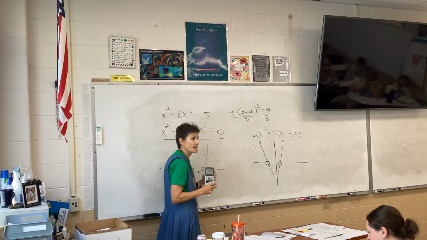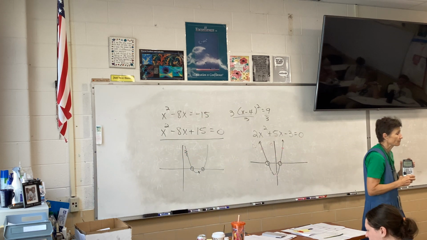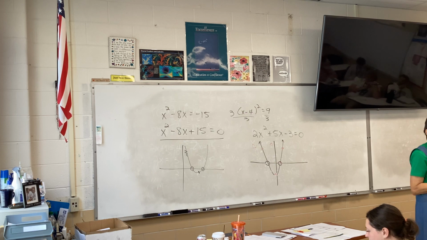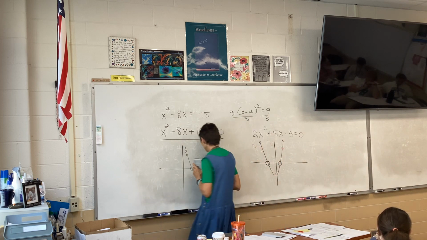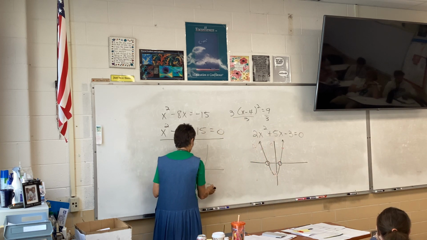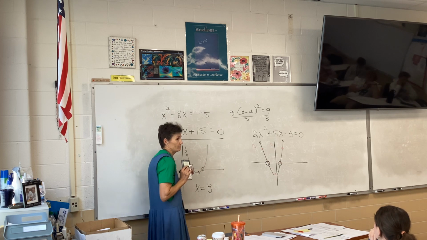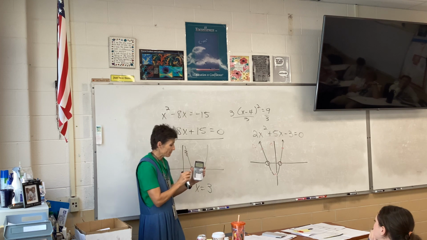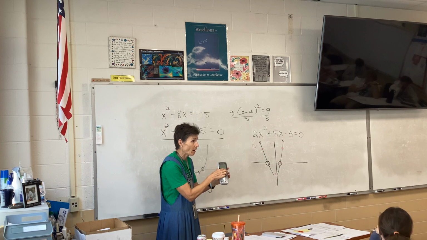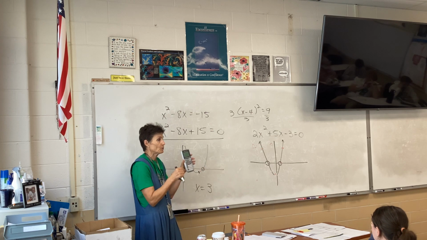And where did it say that 0 was? 3. So now we're gonna find this one. And one of our answers is 3. Remember, we're solving, so we got x equals. Now we need that one. So remember, we have to go back to second calc, and then down to 0, because that's what we're doing.